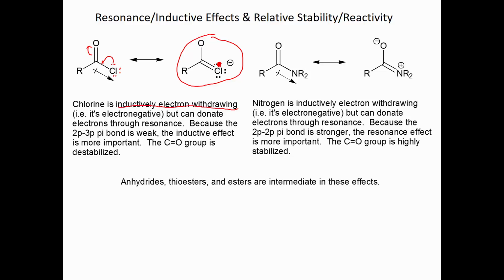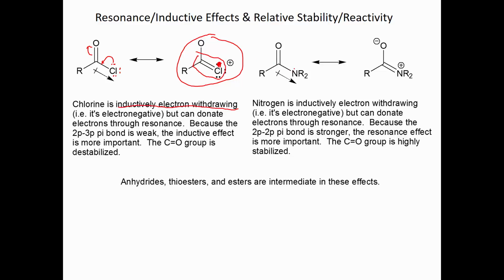It can stabilize the carbonyl group through resonance, but the pi bond here isn't really all that strong, because it's a 2p with a 3p element. Those types of pi bonds aren't really all that great. We say that the inductive effect for chlorine is more important, and its resonance stabilization is much less important.